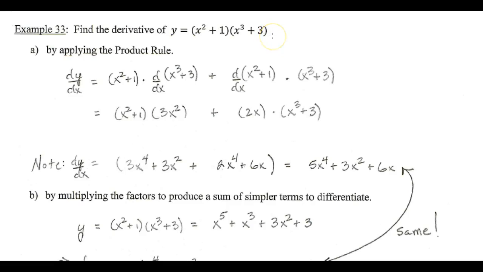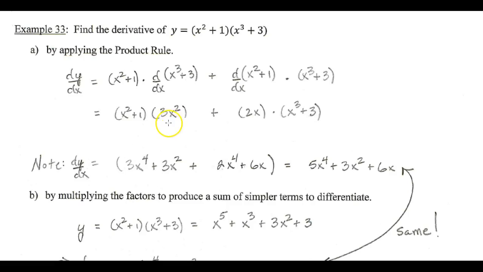Okay? And the way I said to memorize this is the first times the derivative of the second plus the second times the derivative of the first. So the first, x squared plus 1, times the derivative of the second, which is the derivative of x cubed plus 3. So once I take the derivative of x cubed plus 3, I just use the power rule on x cubed, which gives me 3x squared. The derivative of a constant is 0.